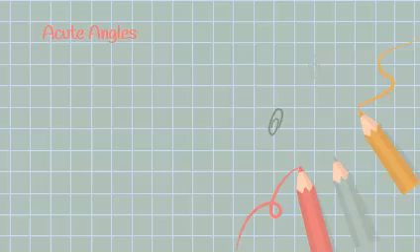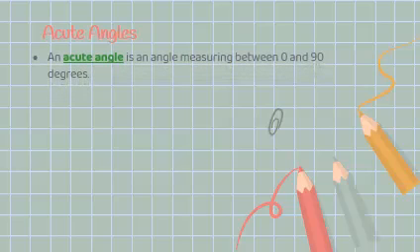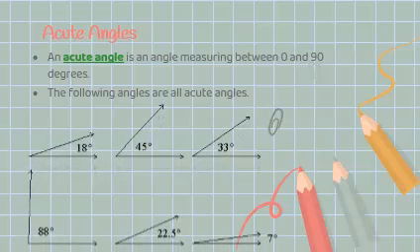So acute angles are angles that measure between 0 and 90 degrees. If you look at these angles, all of them are acute. So 18 is an acute angle. 45, it's an acute angle. 33, it's an acute angle. Also 88, 22.5, 7 degrees. All of these are acute angles because they measure between 0 and 90 degrees.